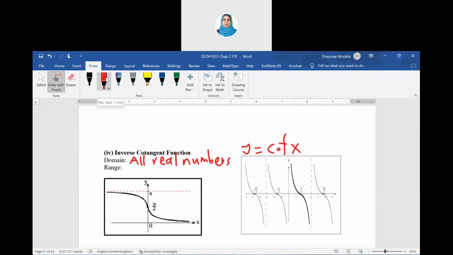But the range is only from 0 to pi. Why? Because you restricted the domain of the original function from 0 to pi.